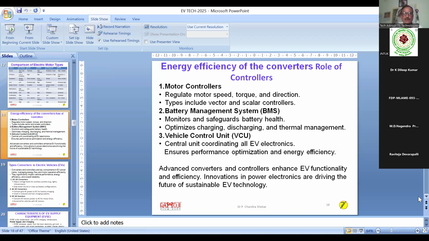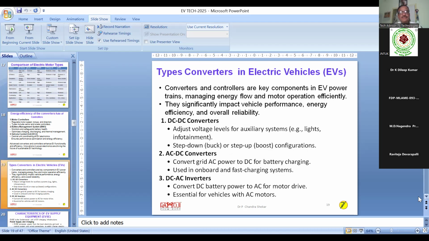Advanced converters and control enhance EV functionality and efficiency. Innovations in power electronics are driving the future of sustainable EV technology. There is a lot of research going on to develop power electronics for the EV sector. Types of converters used in electric vehicles. Converters and controllers are the key components in EV powertrains, managing energy flow and motor operation efficiently. They significantly impact vehicle performance, energy efficiency, and overall reliability.